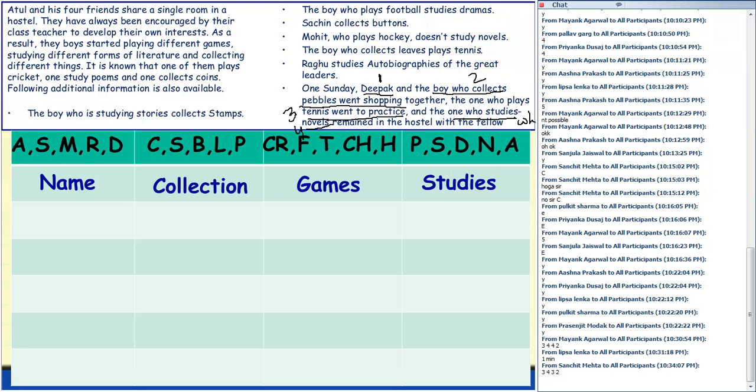So basically, the last statement talks about 5 different persons altogether. So I can fix the position of these 5 persons. These 5 persons must be in different rows here. So I will put Deepak here. First name is Deepak. Now Deepak's position is fixed, so I cancelled Deepak.